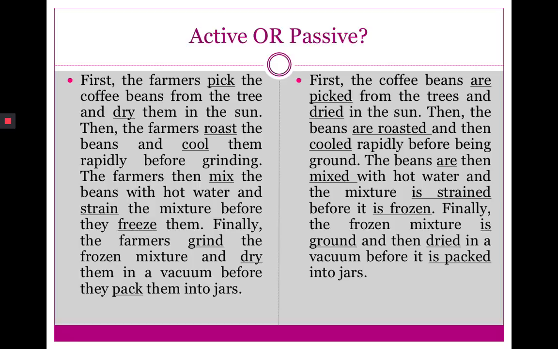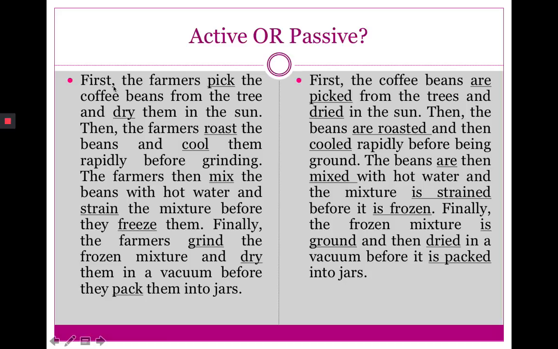Okay, so let's have a look at these two texts, all right? Both are talking about the same process, which is how coffee beans are processed, how coffee is made. On the left box, you can see that the verb, the one underlined, is in the form of active, whereas on the right box, the verbs are in the form of passive.